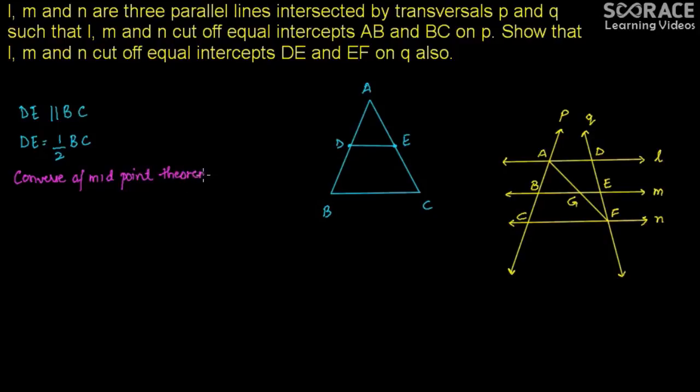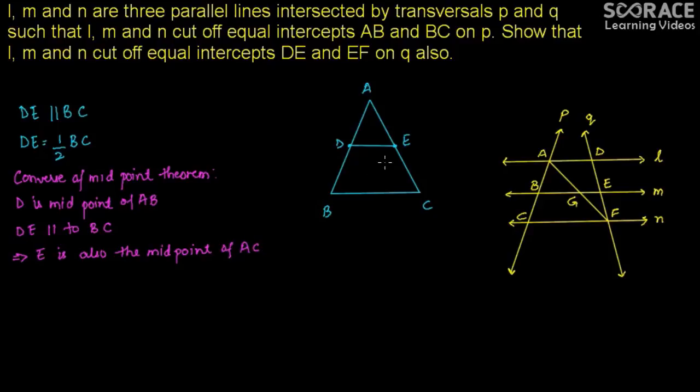According to this, if D is the midpoint of AB and DE is parallel to the second side, let it be BC, then according to the converse of the midpoint theorem, it will say that E is also the midpoint of AC. That is, DE will also bisect the third side.